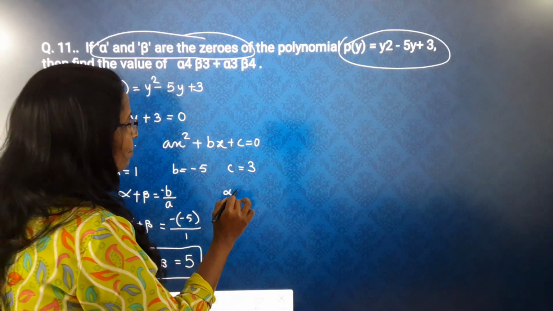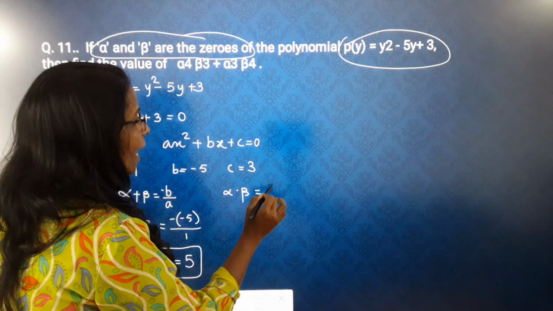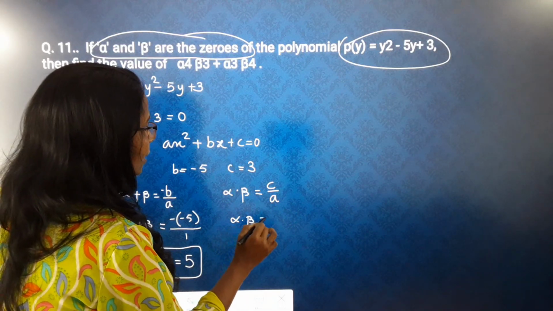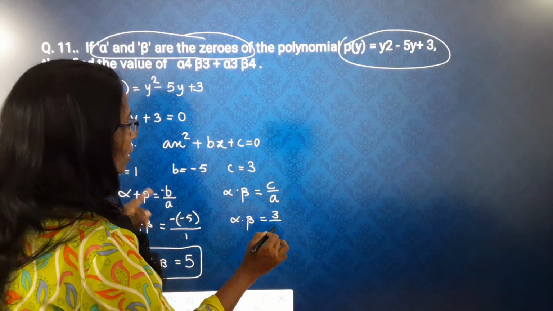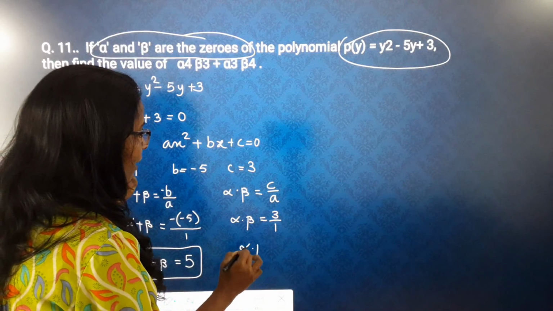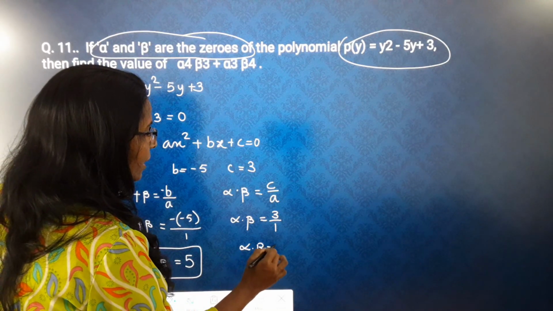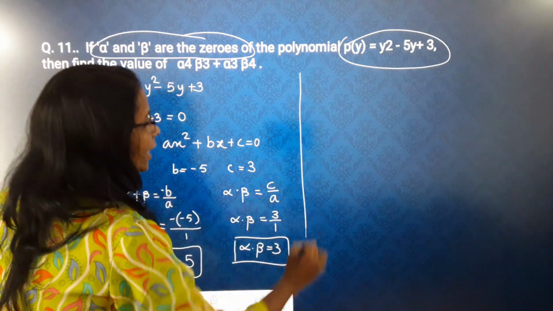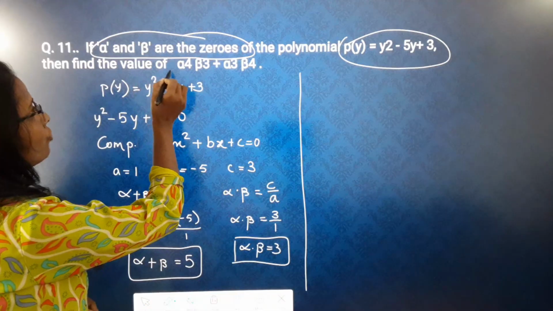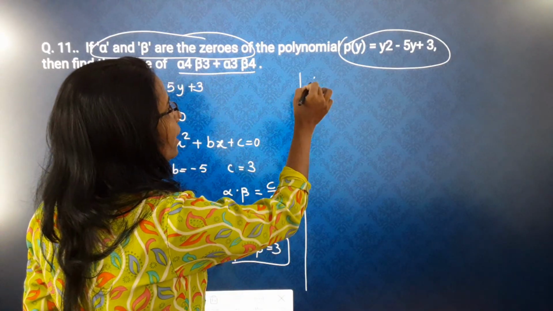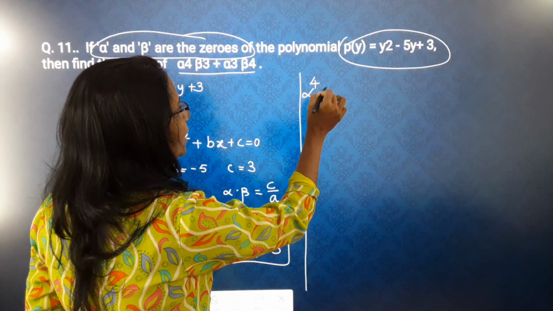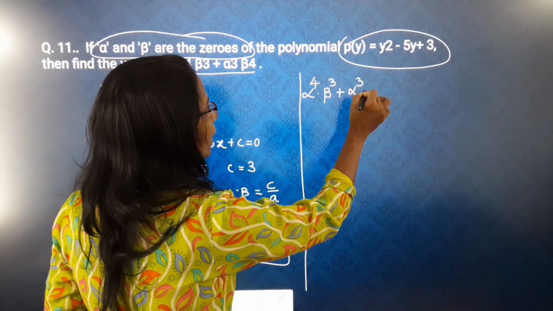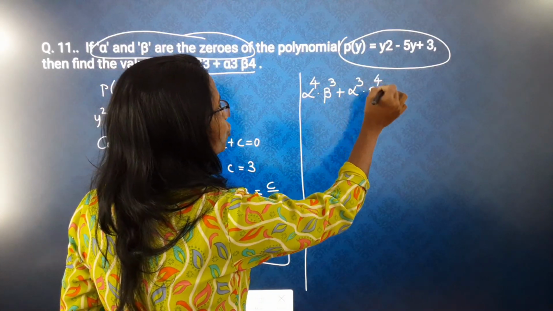Now alpha beta, as per the formula, is c upon a. So alpha beta is equal to 3 upon 1, and that means alpha beta is equal to 3. Now we are ready to find the value of alpha raised to 4 multiplied by beta cube plus alpha cube multiplied by beta raised to 4.